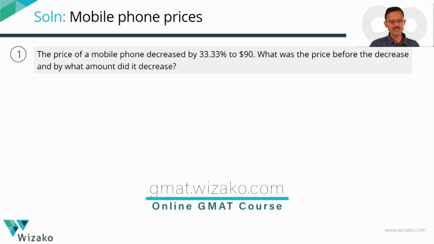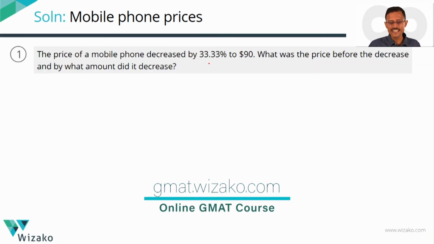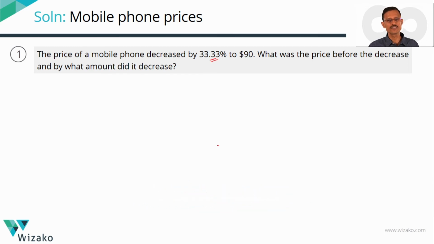The first one, the price of a mobile phone decreased by 33.33% to $90. Keep track of this proposition. Revisit this Utopia land price question where we did this. So if you want, revisit that question and come back to it. It's exactly the same as that, except that there we dealt with 20%, which is a round number. Here we are dealing with 33.33%. What is the price before the decrease and by what amount did it decrease?